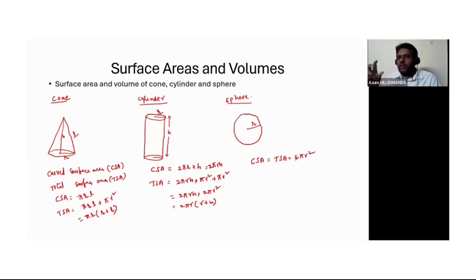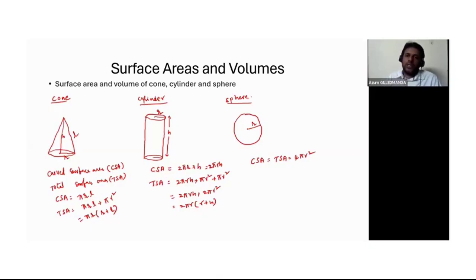So for the sphere, the curved surface area and total surface area both are the same because there is no top or bottom for a sphere. So it is 4 pi r square. So here what we learn is the surface area of each object: cone, cylinder and sphere. So the cone CSA, the curved surface area, is pi r l. The total surface area is pi r l plus pi r square, or pi r into r plus l.